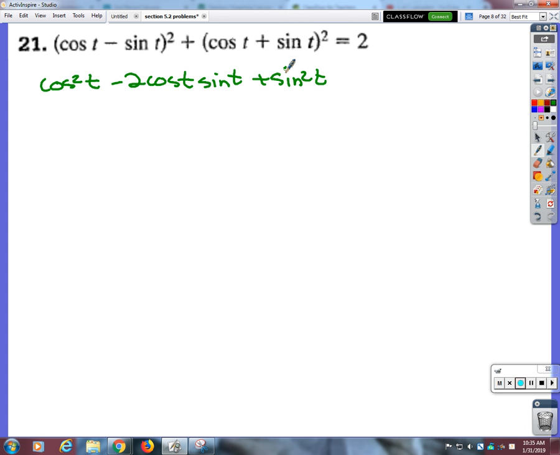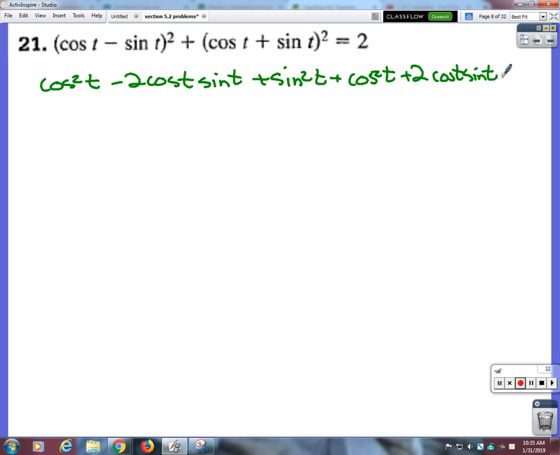Okay, you guys know that, right? When you FOIL it out, it's the first thing squared, the last thing squared, and then the two things multiplied together and doubled. That's the inside and the outside. If I FOIL this out, first thing squared is cosine squared t. If I multiply those two together and double it, I get 2 cosine t sine t, and then last thing squared. So it's the first thing squared, then the two things multiplied together and doubled, and then the last thing squared.